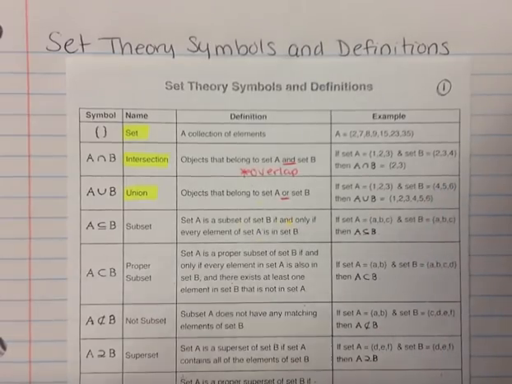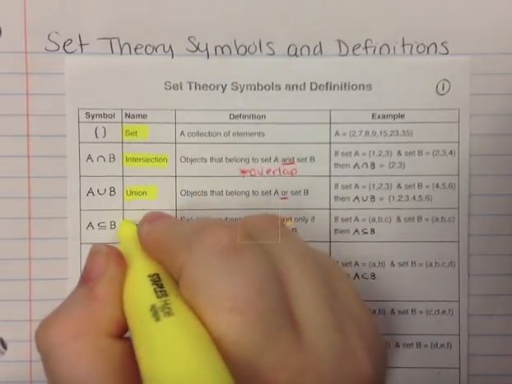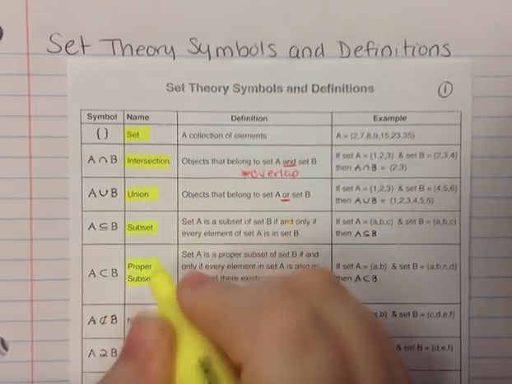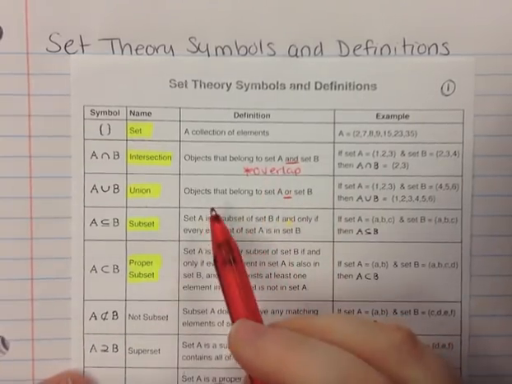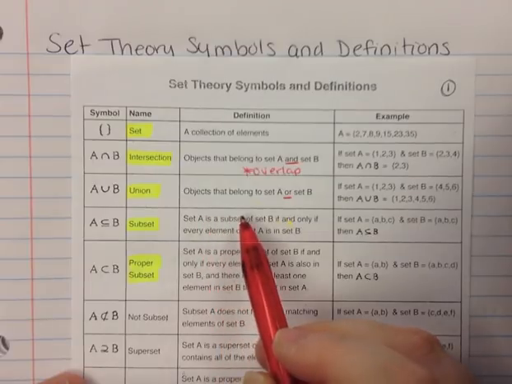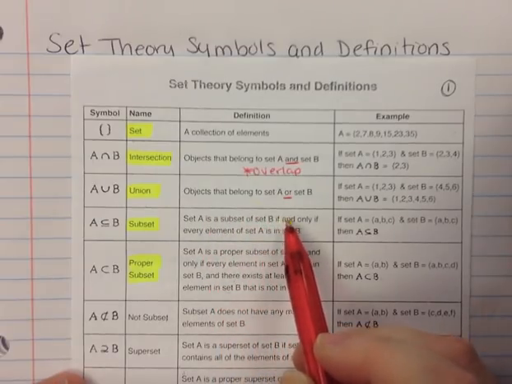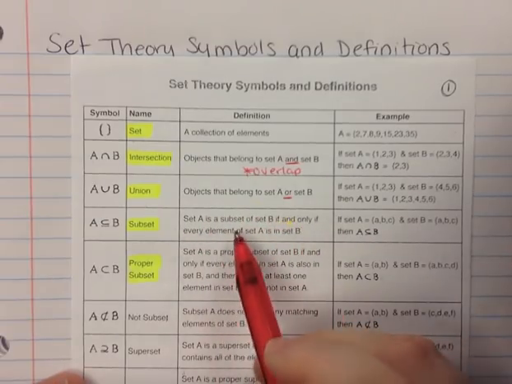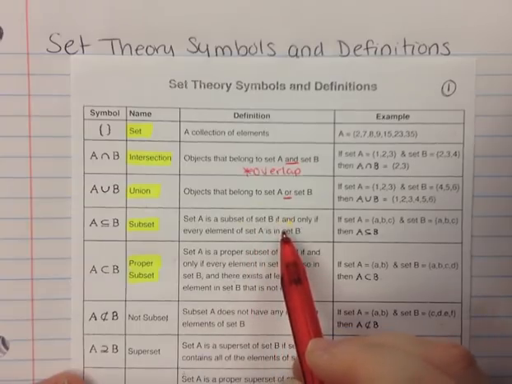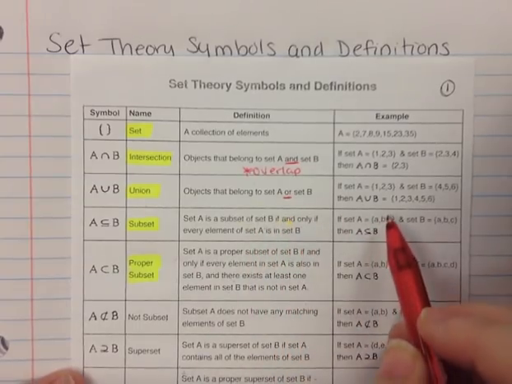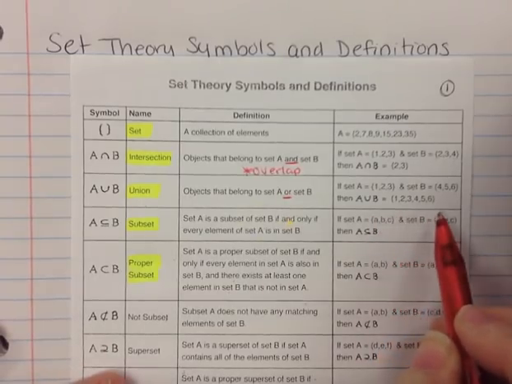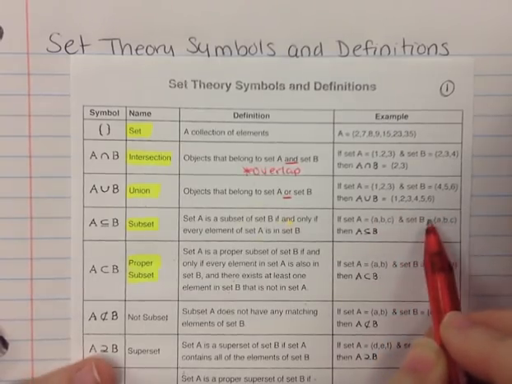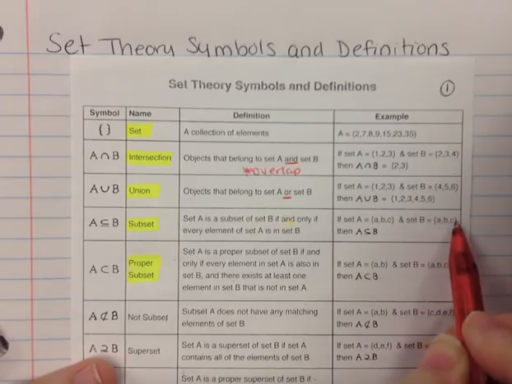The next one we're going to talk about is subset and proper subset. They go hand in hand with each other. The definition of a subset is that set A is a subset of set B if and only if every element of set A is in set B. So everything that's in A, so A, B, C, has to be included in set B. As you can see here, set B is also A, B, and C.